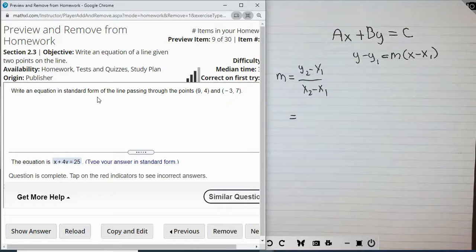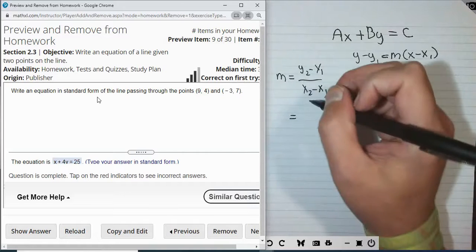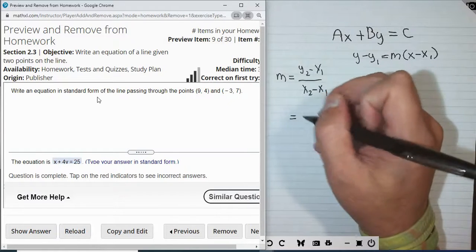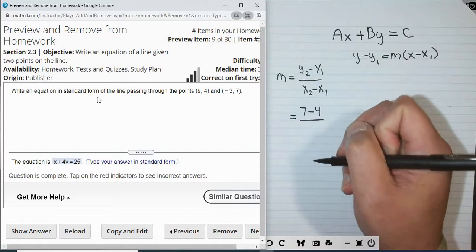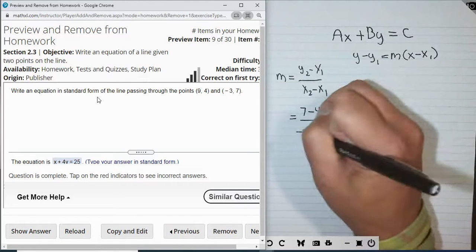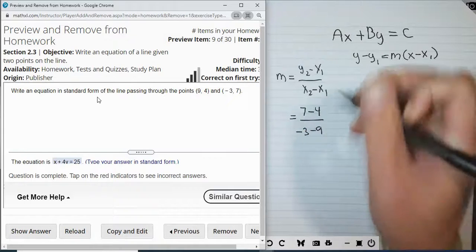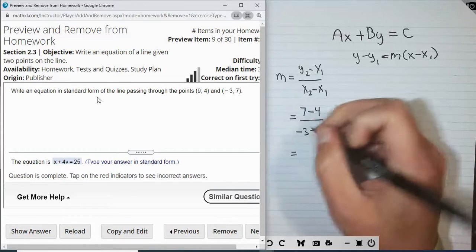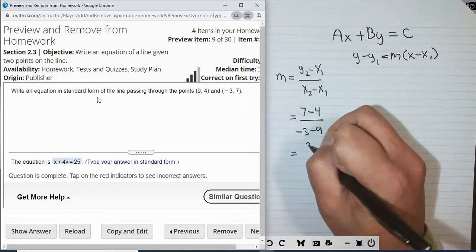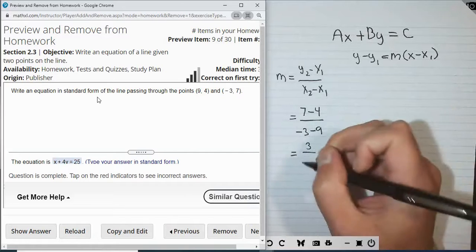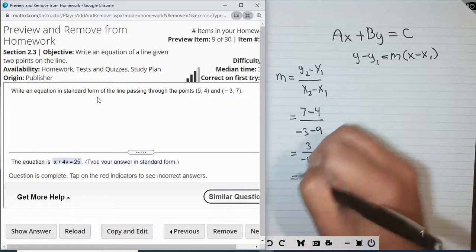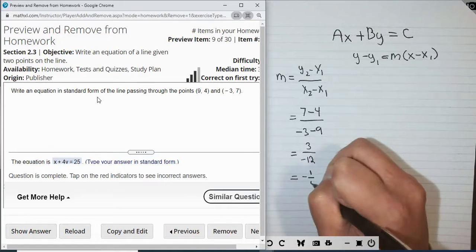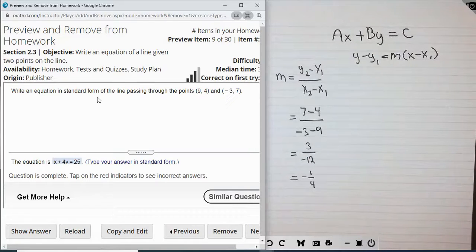have 7 minus 4 in the numerator, and then we will have negative 3 minus 9 in the denominator, which gives us 7 minus 4 is 3. Negative 3 minus 9 is negative 12. That will reduce to negative 1/4. So now we have our slope.